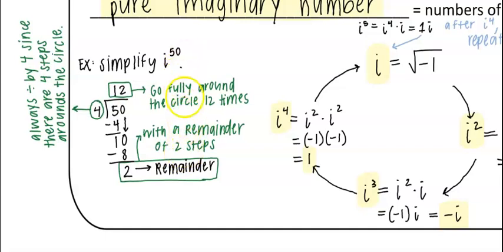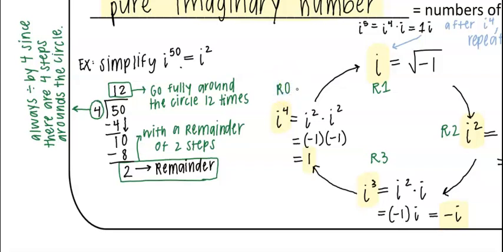So if it's a remainder of 2 steps, that means that i to the 50th is the same thing as i squared, since it was a remainder of 2. Let's go ahead and put those remainders around the circle. So I went ahead and filled in. If you have a remainder of 1, it's the same as i to the first. Remainder of 2 is i squared. Remainder of 3 is i cubed. But you're never going to have a remainder of 4. If you're dividing by 4, that would be no remainder at all. So this is a remainder of 0.